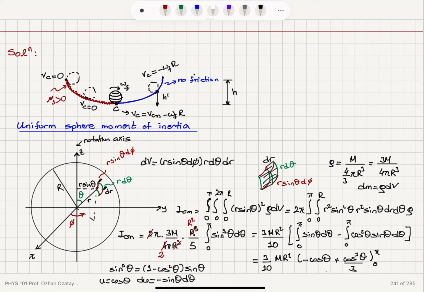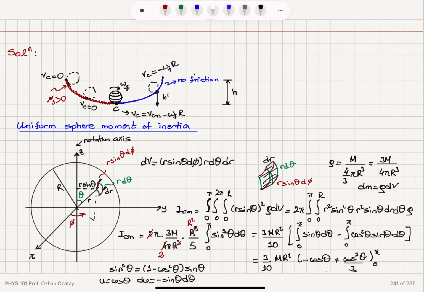So first I calculated the moment of inertia of a uniform sphere. A volume element of a sphere has r sine theta d phi, r d theta, dr. As you can see in this geometry, we have the arc length r d theta, dr the radial incremental distance, and r sine theta d phi is basically this distance that we travel for the projection on the xy plane. The uniform mass density is capital M divided by 4/3 pi R cubed.